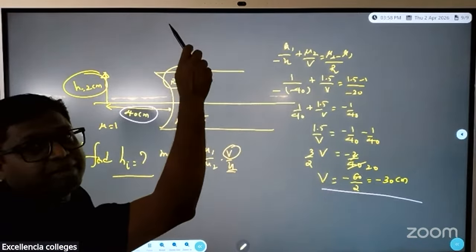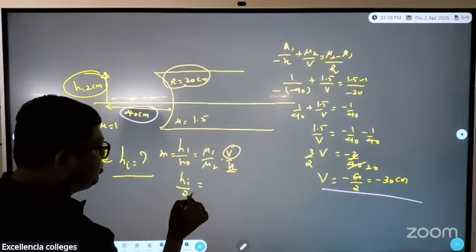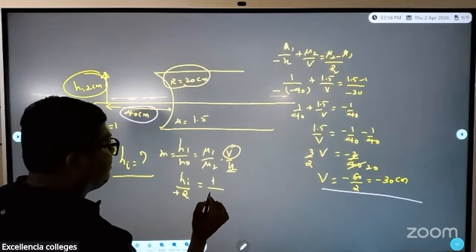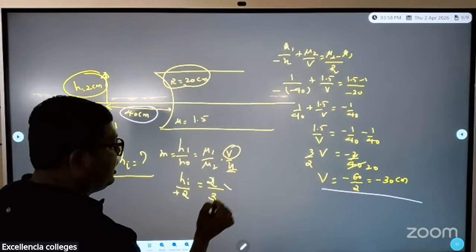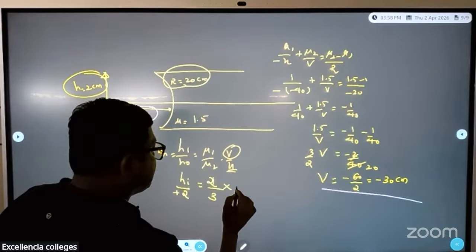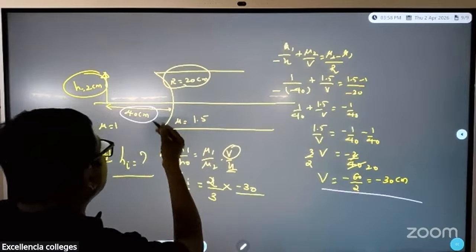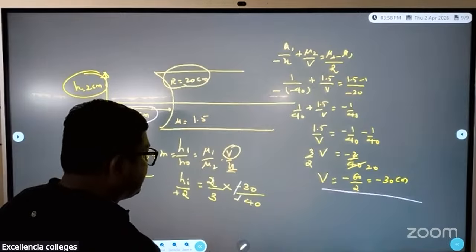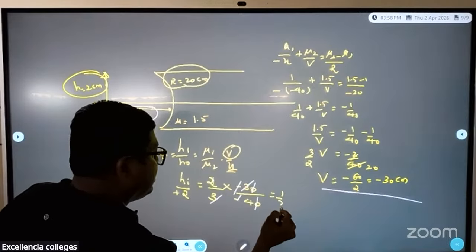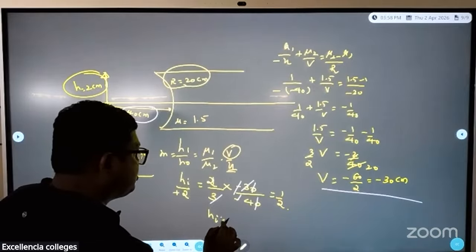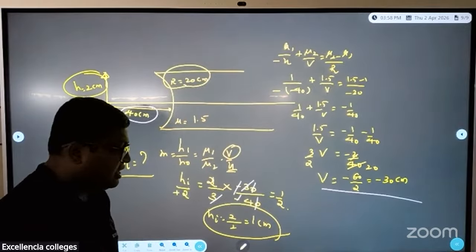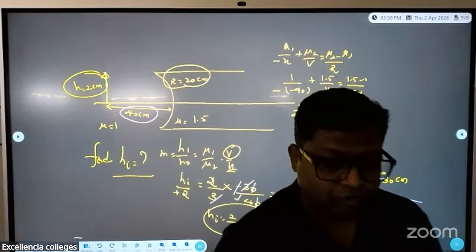Measurement is above the principal axis, so it should be positive. So that will be 2 plus 2. And mu1 is 1, mu2 is 1.5. So that will be 3 by 2 into v is minus 30 divided by u is minus 40. So you can see this we cancelled out. So 1, 3, 3 is also 1. So this will be 1 by 2. So height of the image is equal to 2 divided by 2, that is 1 centimeter.